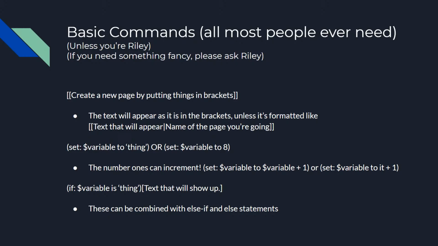Anyways, the first thing you need to know is double square brackets. If you do double square brackets, it creates a new page, so that text will appear as it is in the brackets. Literally, you would just do square brackets, arrow, square brackets to indicate that you're trying to go from this block to the next block. And that will automatically create the new block for you if it doesn't already exist. It goes by the name of the block, and then it'll automatically link an arrow to it so you don't have to fudge around with it.